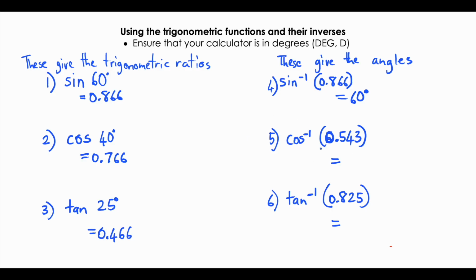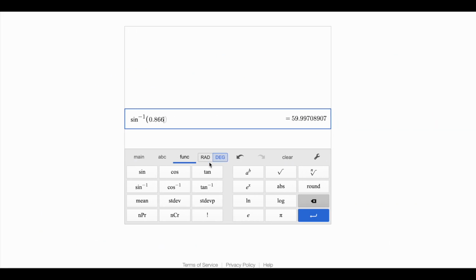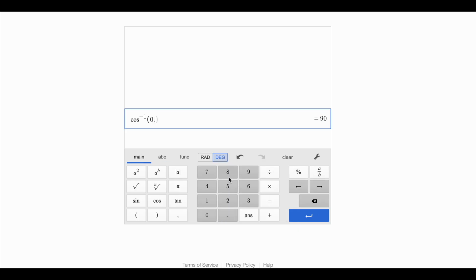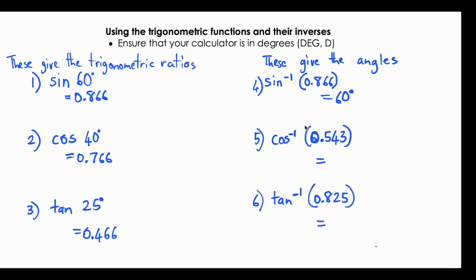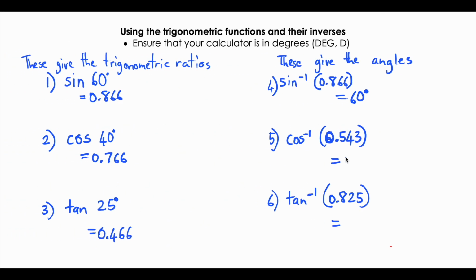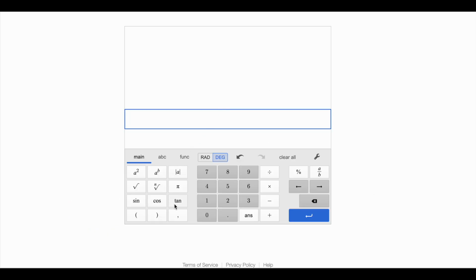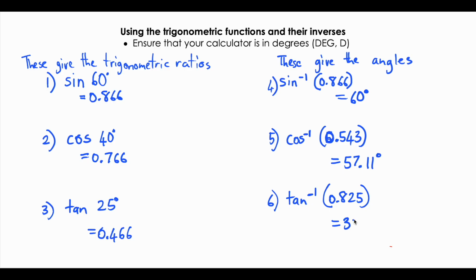All right, so what y'all got for number 5? 57.111. All right, so we said cosine inverse of 0.543 gives us 57.11. So that means this is our angle, 57.11 degrees. What did we get for the next one here? We use shift and then tan, so we get 39.52. So 39.52 degrees. All right, everybody got that?